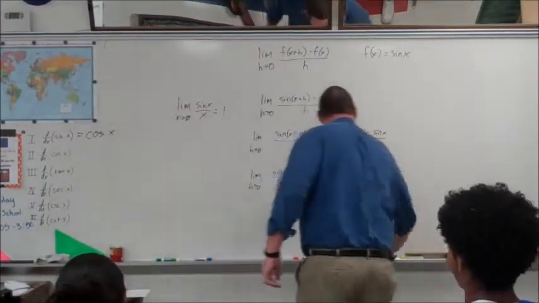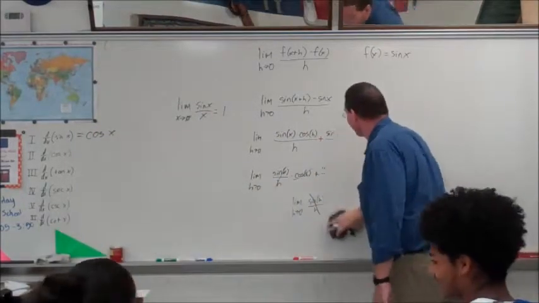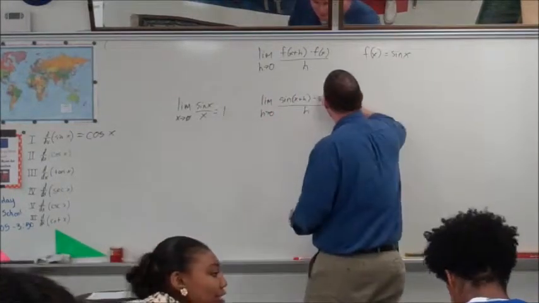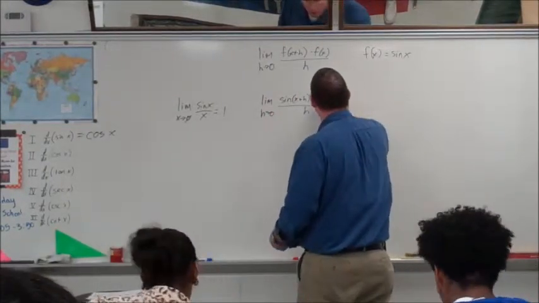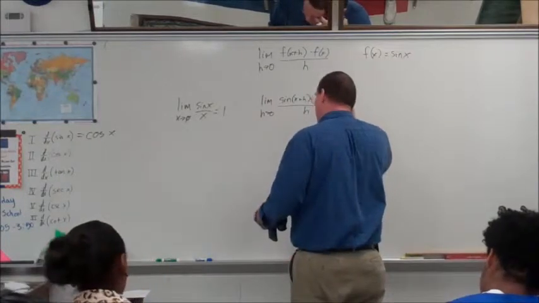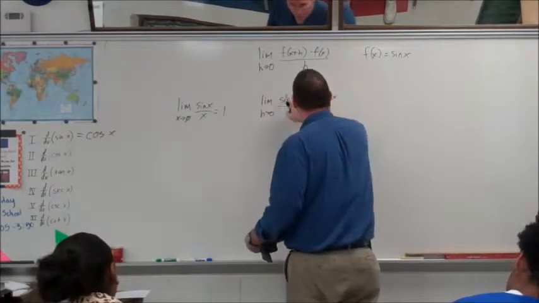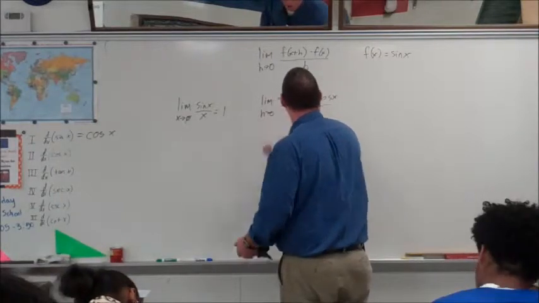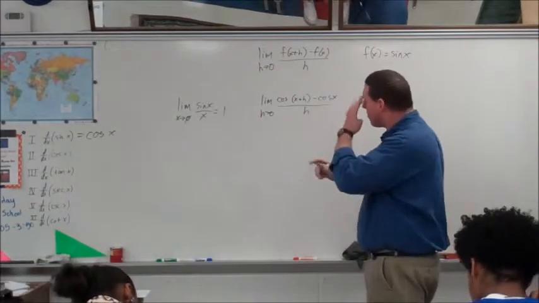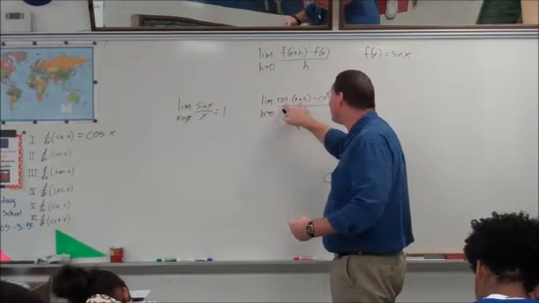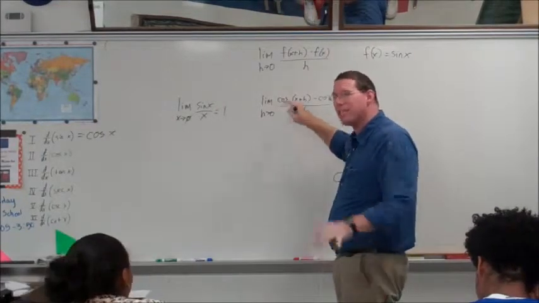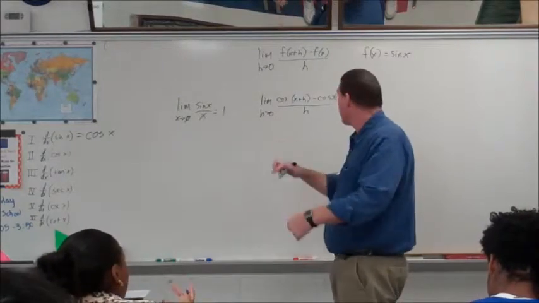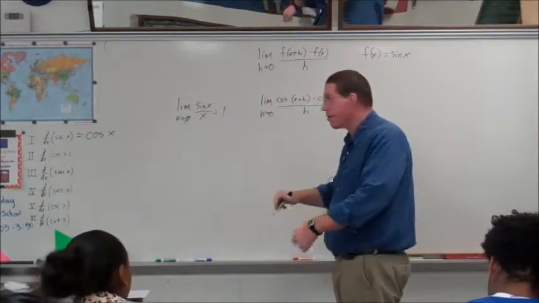Okay, now let's do cosine. So this is going to be cosine of x, and this is going to be cosine of x plus h. Now, we're going to do the same thing. There's an identity for cosine of x plus h. It's a little bit like that other one, but it's the opposite. Instead of doing plus, we're going to do minus.